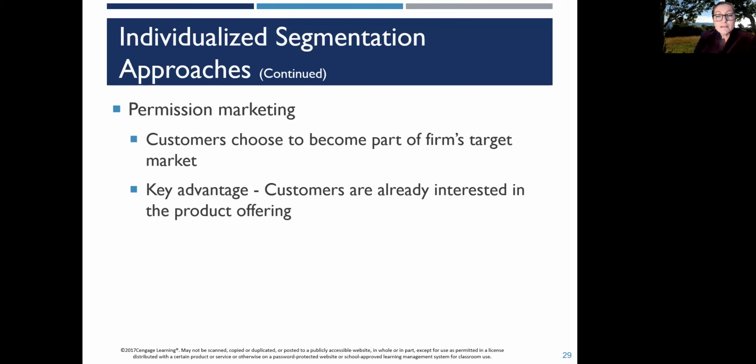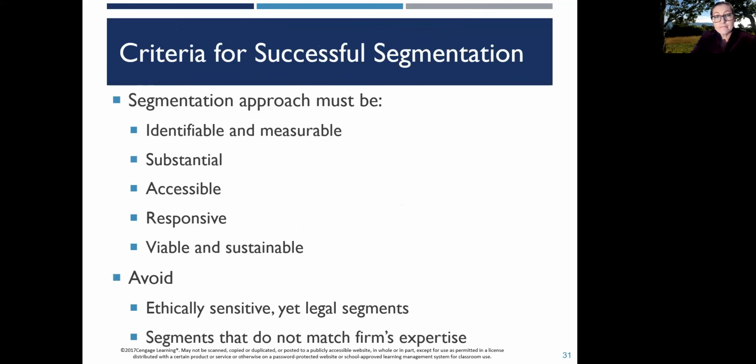Permission marketing is about when customers choose to become part of the firm's target market. So this is where customers are already interested in the product offering and they opt in to a marketing campaign.